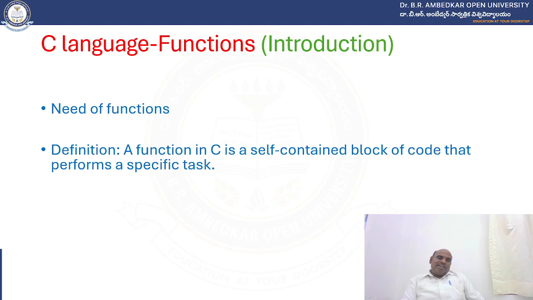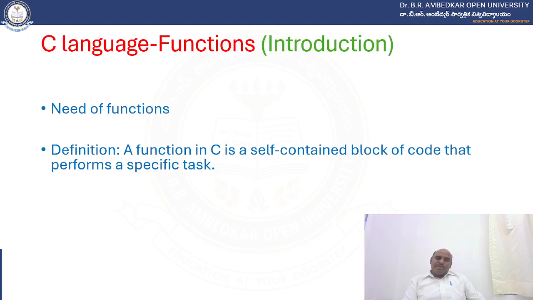For each and every task, we can write different programs. Each program performs one task. For example, if a program has a small number of instructions, we can write the program very easily. Identifying the errors is also very easy, and modification is also very easy. All these things are true for a small program.